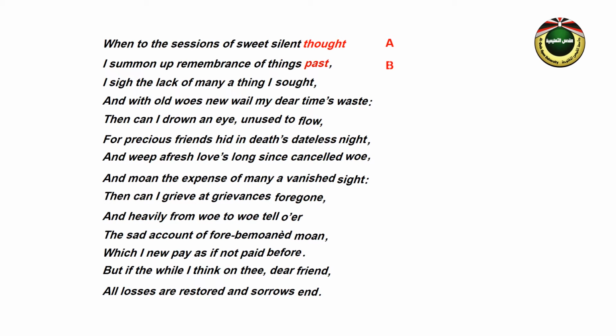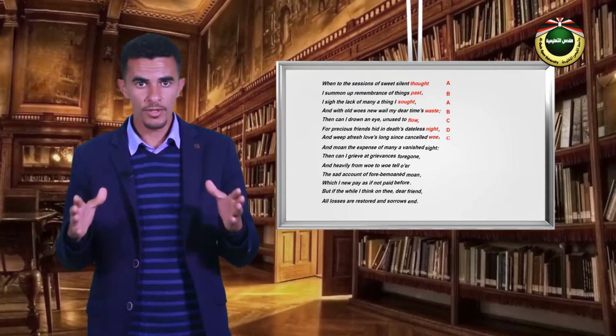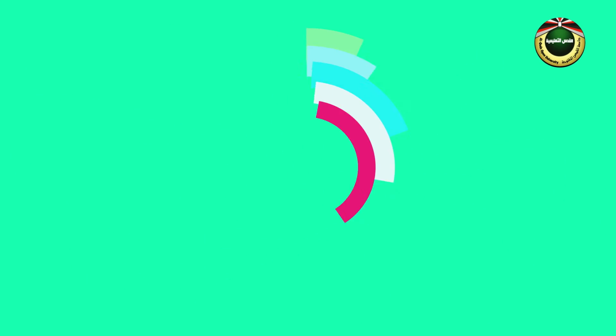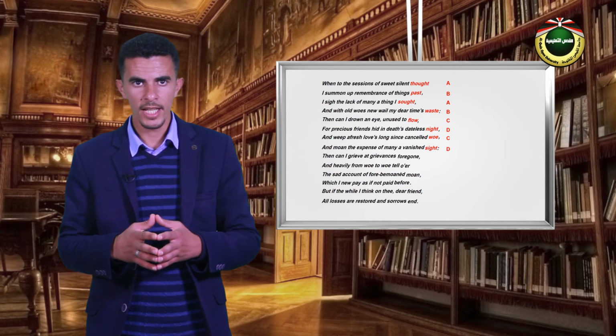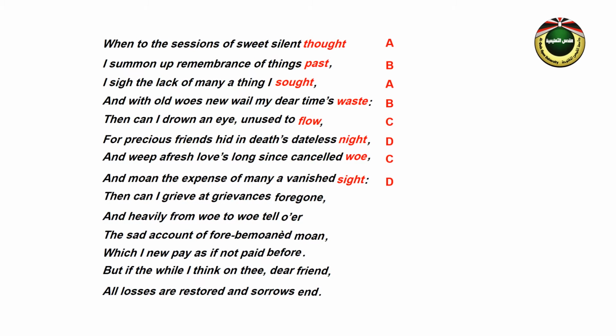The second line ends in "past," which does not rhyme with "thought," so it is given the letter B. The third line ends in "sought," which rhymes with "thought," so that line gets the letter A. The fourth line ends with "waste," which rhymes with "past," so it is given the B. The fifth line ends with "flow," which does not rhyme with either "thought" or "past," so it is given the letter C. The sixth line ends with "night," so it is given the letter D. The seventh line ends with "woe," which rhymes with "flow," so it's given the C. The eighth line ends with "sight," which rhymes with "night," so it is given the D.